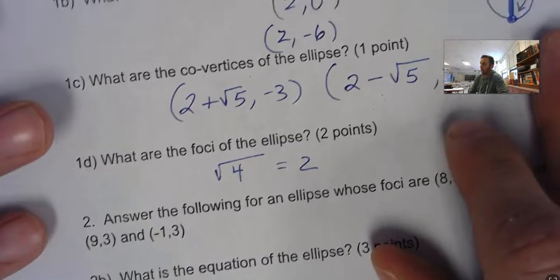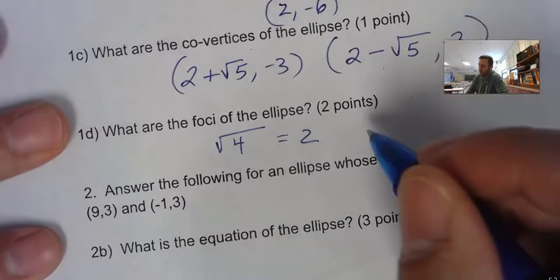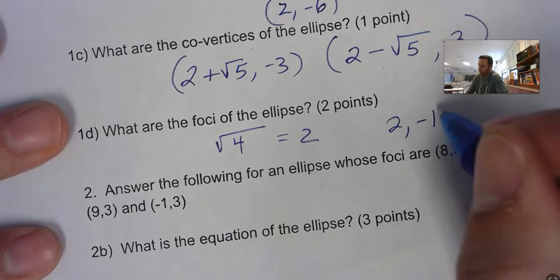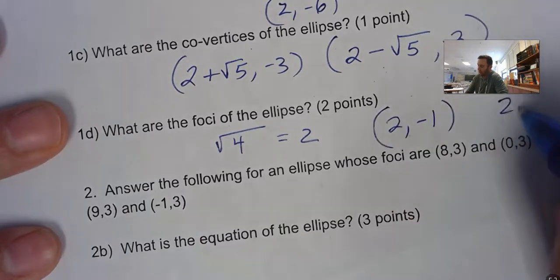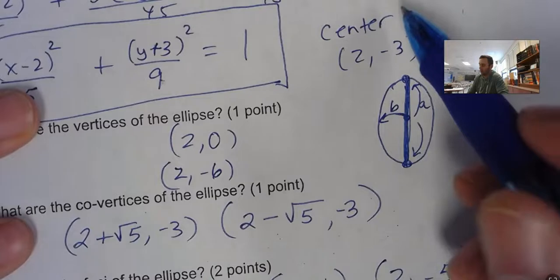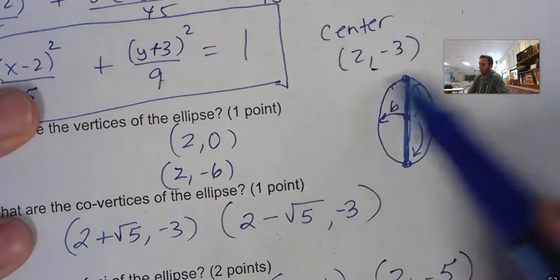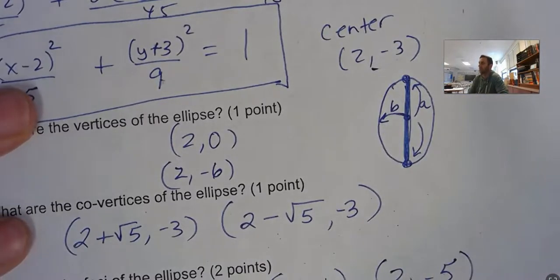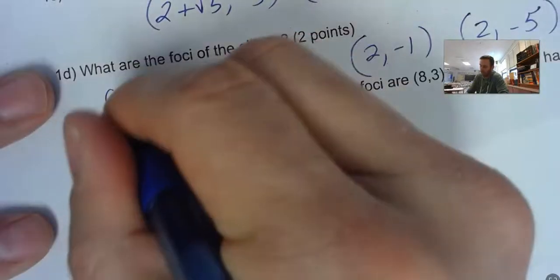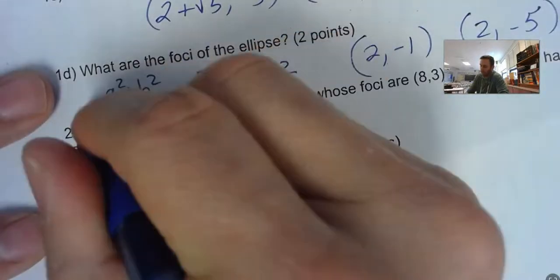Well, if I start at 2, -3, and I go up 2, I'm at 2, -1. And if I go down 2, I'm at 2, -5. And I just basically took the center of my ellipse right here, and I went up 2 and down 2. And remember, I got that root 4 by doing a squared minus b squared, square root.